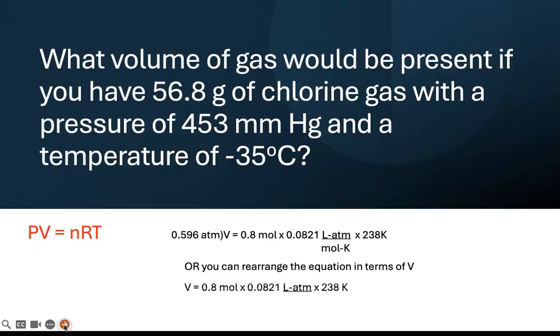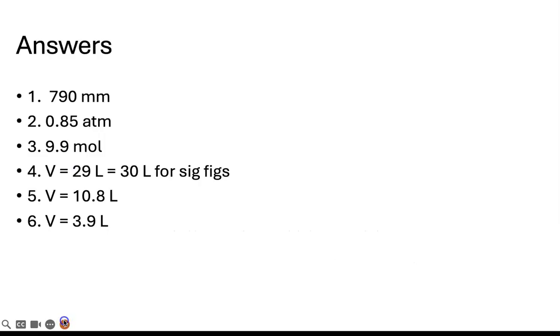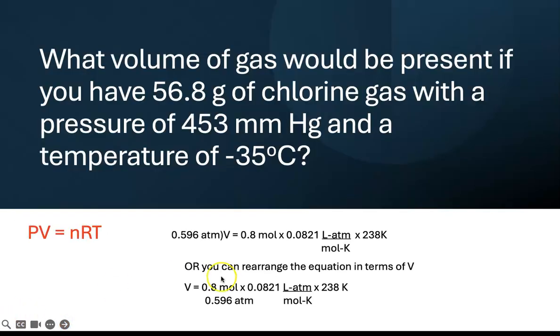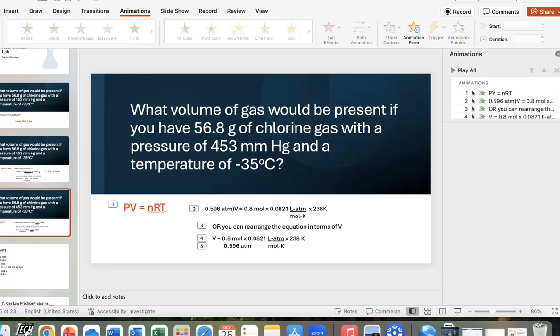Or I can rearrange the equation in terms of V. So I can say V equals all of that divided by 0.596. And I'm sorry, there should have been a line right here. I don't know what happened to my line. All right, and so as I was saying, there should be a line right here. And so then you can solve for V. Now, I didn't do that for you. Notice that atmospheres are going to cancel, kelvins are going to cancel, and moles are going to cancel.